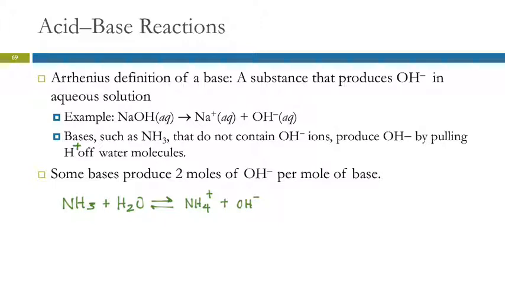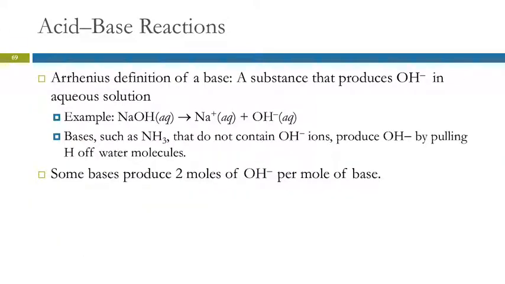So acid-base reactions are all about passing a hydrogen ion back and forth. Whoever has that hydrogen ion is the acid, and whoever passed it off was the base.